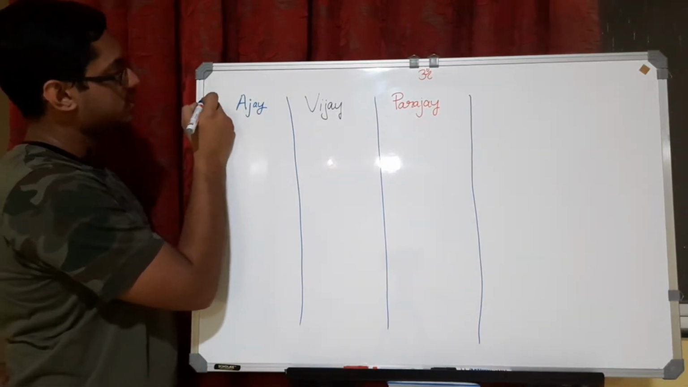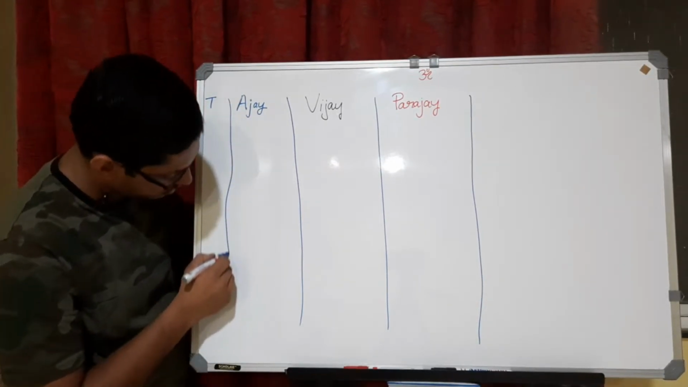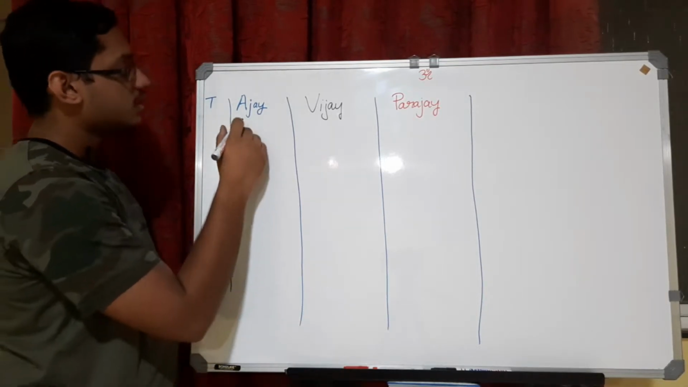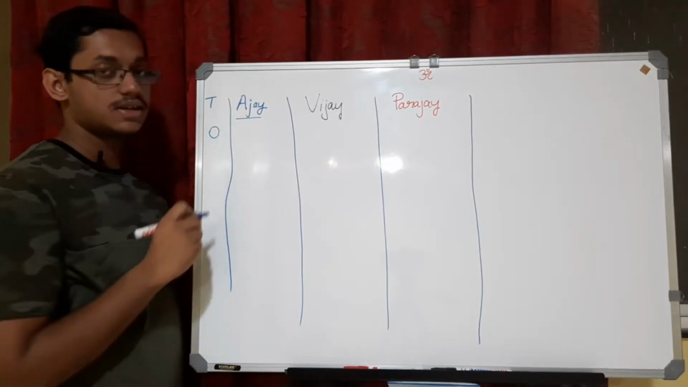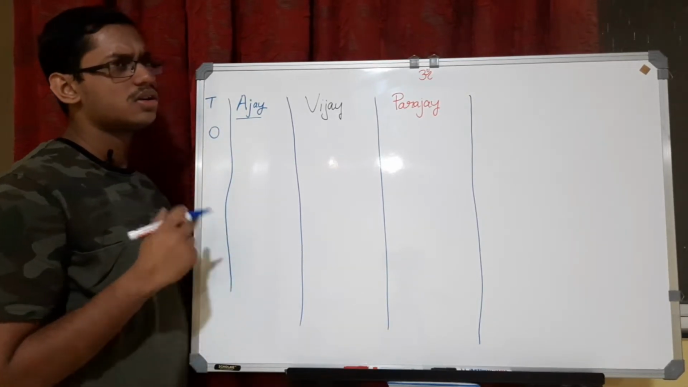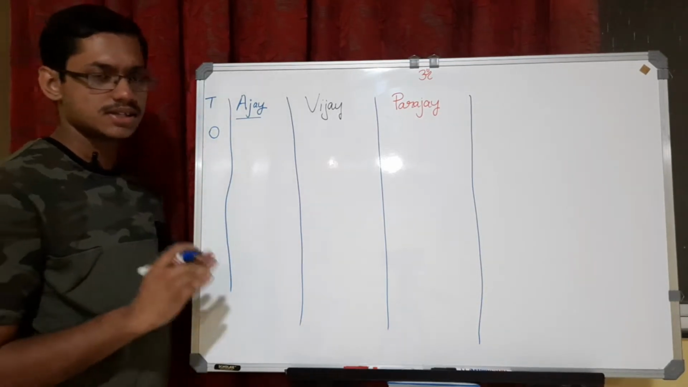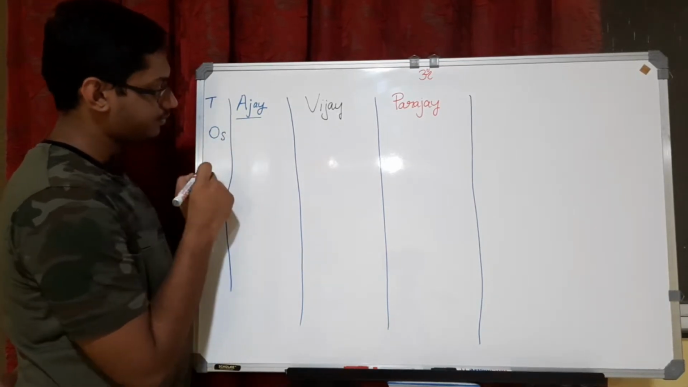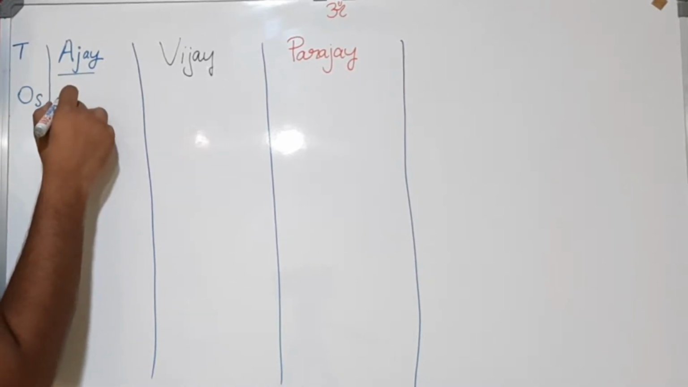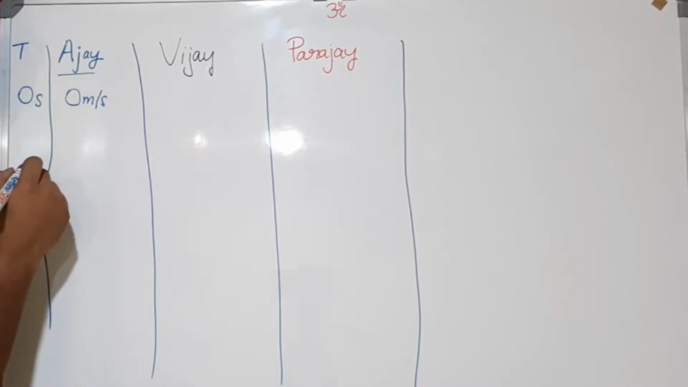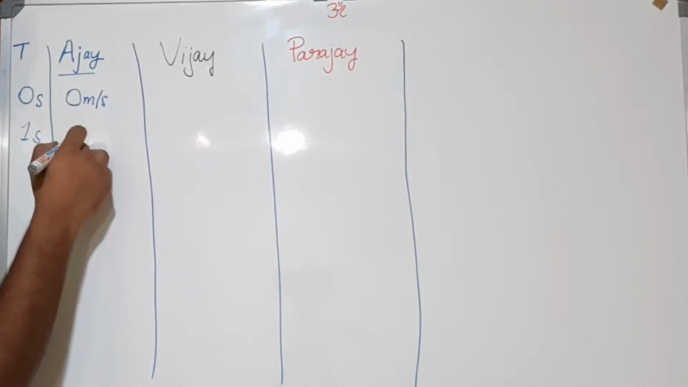Here I am writing t as time. So Ajay's velocity at the 0th second, consider it as seconds only, take everything in SI units. At the 0th second, Ajay's velocity is 0 meter per second, and in the first second it becomes 10 meter per second.